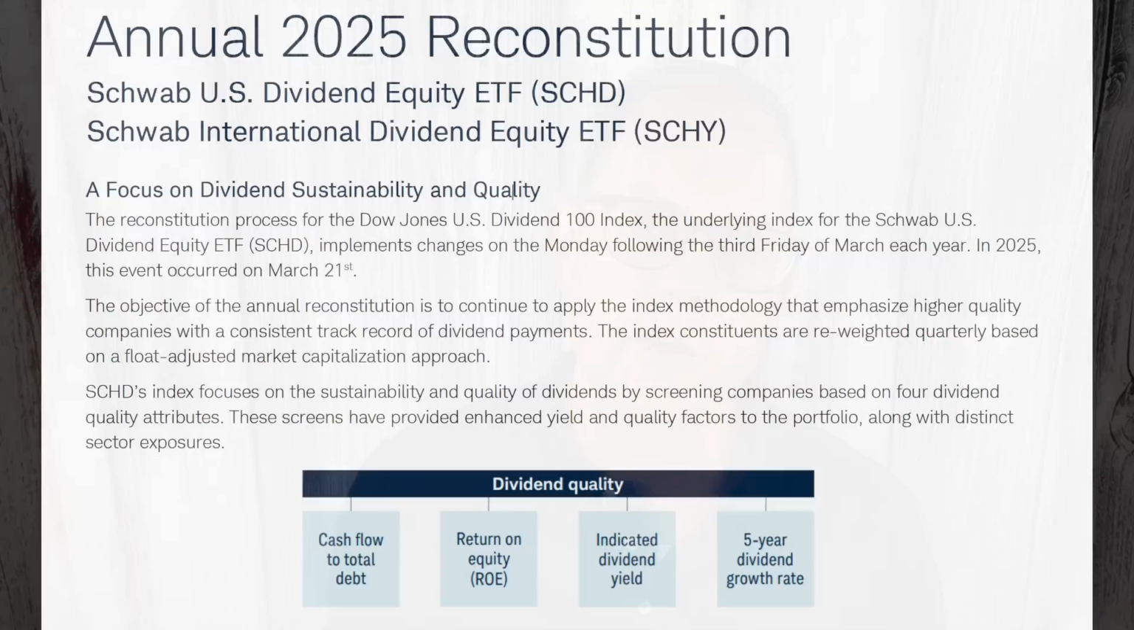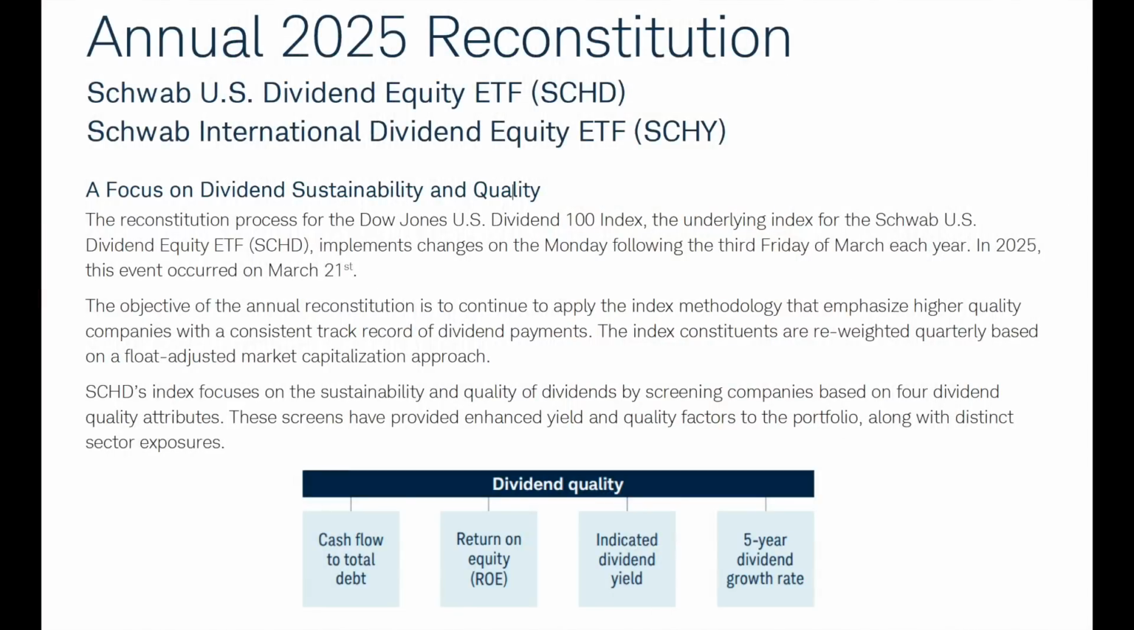As you can see on the screen, the first slide that I want to share is just what is behind this reconstitution with the underlying Dow Jones US 100 Dividend Index. Really what it's attempting to do is find high-quality dividend stocks for this index. And these high-quality dividend stocks over the years historically have had a pretty good combination of starting yield and dividend growth rate.